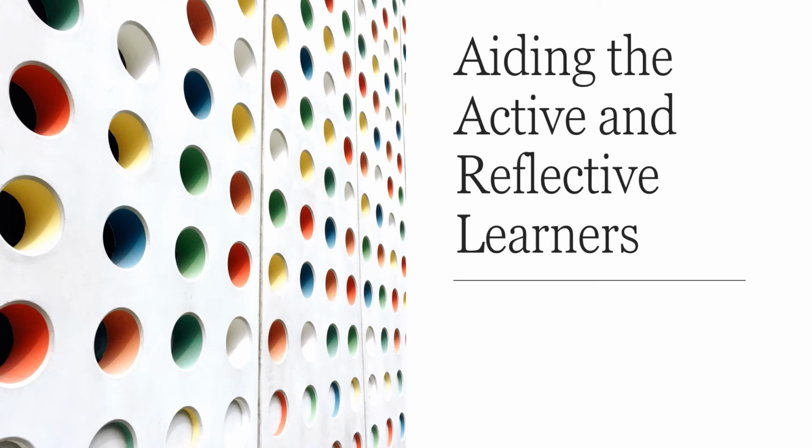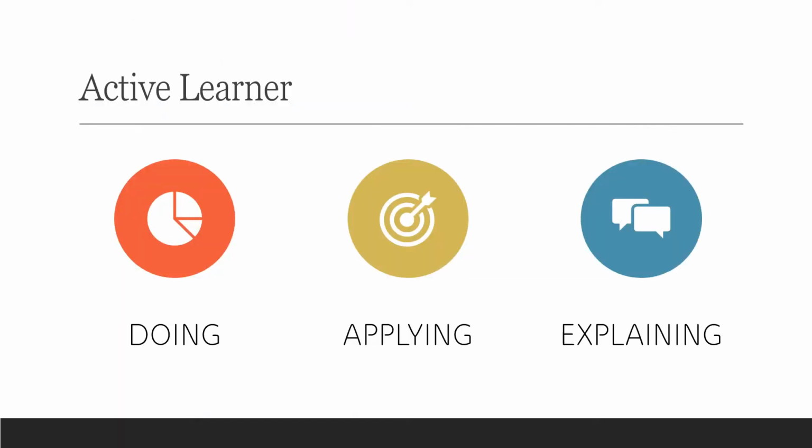Helping the active and reflective learners. The active learner is exactly what the title means. They're active. They like to do things actively. They like hands-on. They like application. And they're going to retain and understand more information and better if they're able to really actively do something with it.